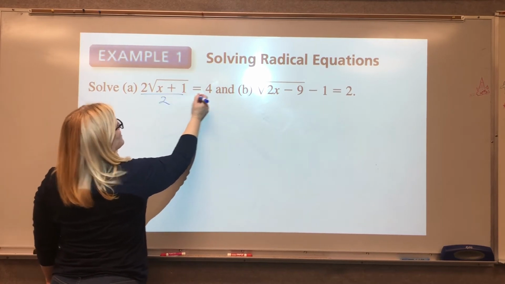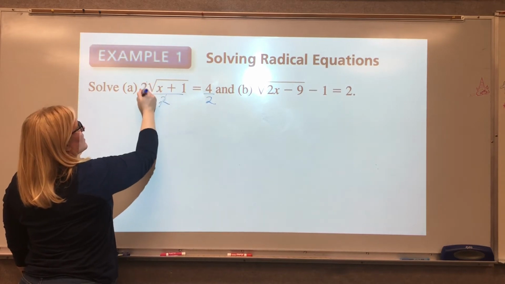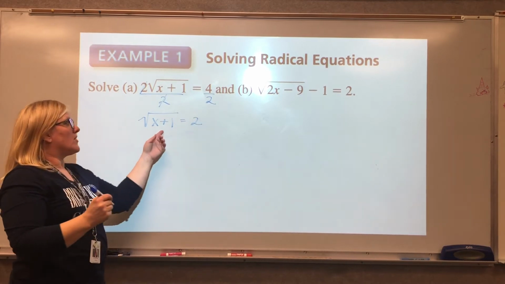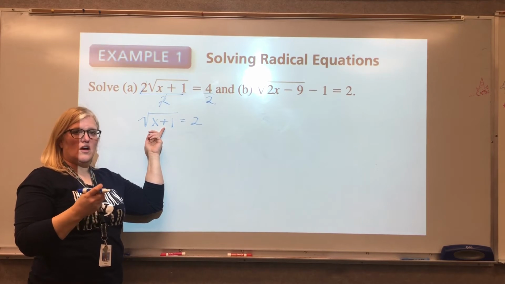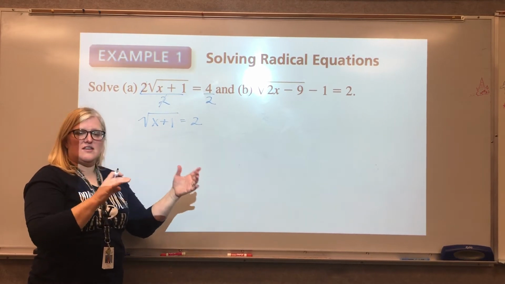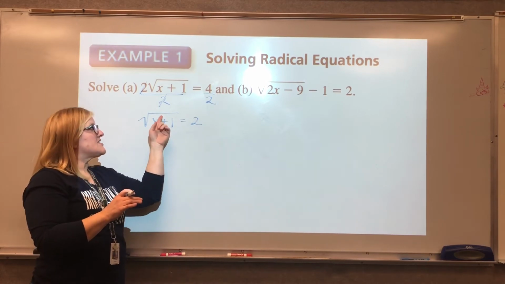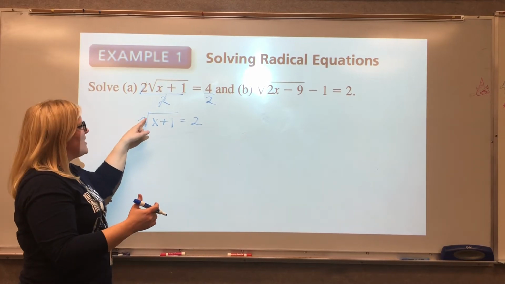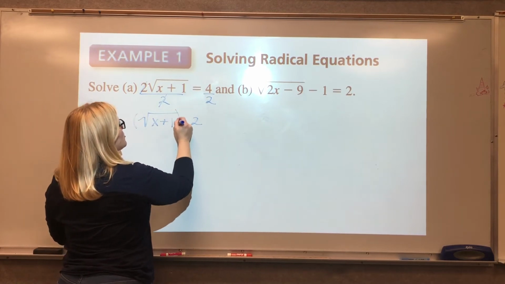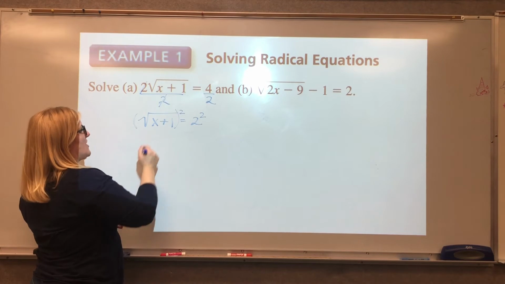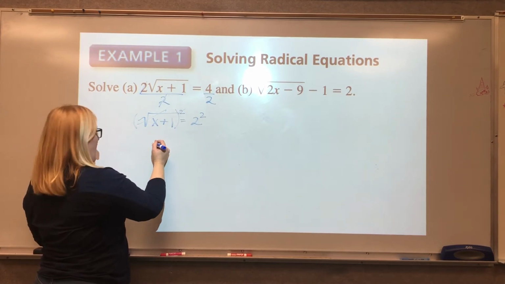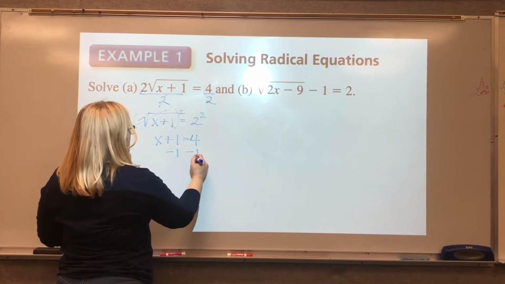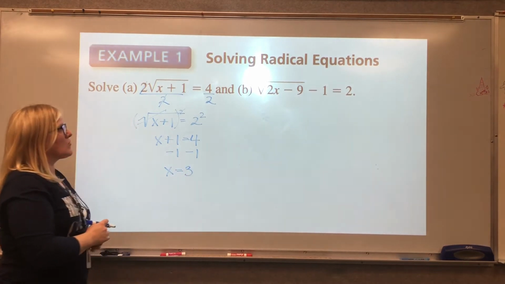So I'm going to divide both sides by 2, and I get the square root of x plus 1 equals 2. Now, how do I undo a radical? It's like subtraction and addition go together, multiplication and division go together. Taking the square root of something and squaring something undo each other. So to undo this radical sign, I need to square both sides of my equation. That makes the radical sign go away, and I've got x plus 1 equals 4. Subtract 1 from both sides, and I get x equals 3.